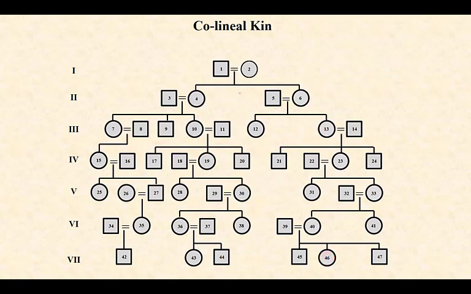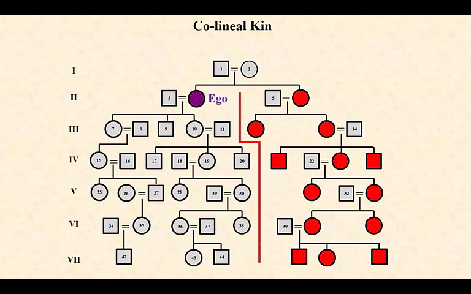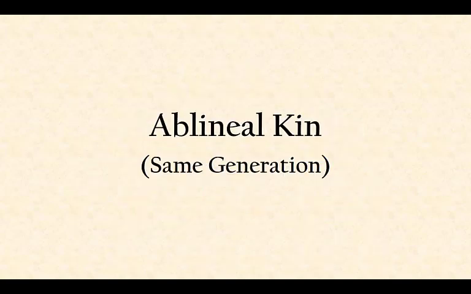So now we have all of ego's colineal kin to the right. At the very top, in the same generation, she has her sister, and at the very bottom, in the 7th generation, she has her third great-grandnieces and nephews. Now let's look at ablineal kin. We'll start with same generation, first cousin, second cousin, and so forth.